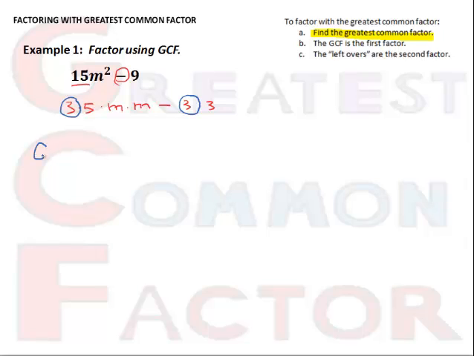Alright, so my GCF is going to equal 3. Because they each have 3 as a factor, and that's the only thing they have as a factor. My leftovers are going to be what's remaining: a 5 times an m times an m, minus a 3. So I'm going to put these together. 5 times m is 5m squared minus, and I have a 3 left. That's my leftovers.